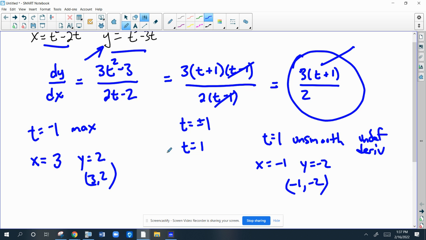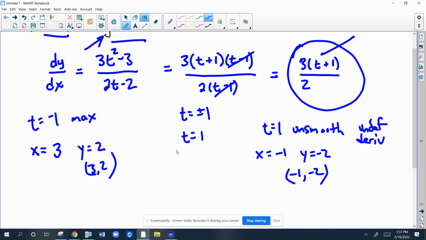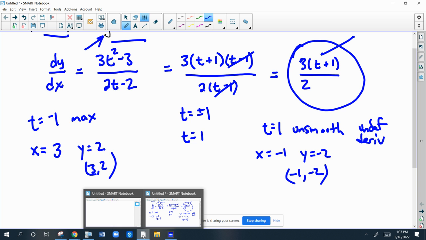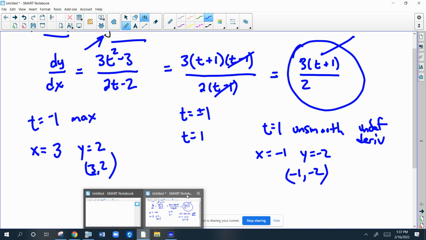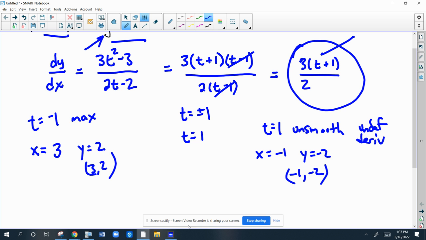So still, you would have just that possible inflection point at t equals 1, or x equals negative 1, y equals negative 2. You can also look for equations of tangent lines. I'm going to do that, but I'm going to do it in the next video, as this is getting pretty long. So hopefully that was as exciting for you as it was for me.